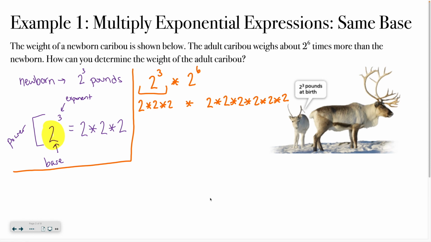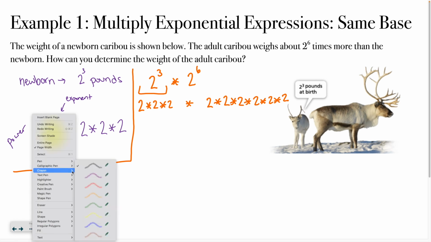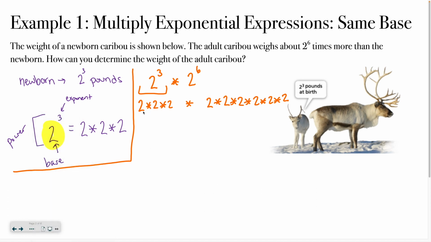All right, so you can see I have a lot of 2's listed right here. And let's make it easier to read, right? So I see I have 3 2's here, I have 3 more, and I have 3 more. So I can see in total I have 1, 2, 3, 4, 5, 6, 7, 8, 9 2's. So when I write it out, I can see that 2 to the third times 2 to the sixth is the same as taking 9 different 2's and multiplying them all together.